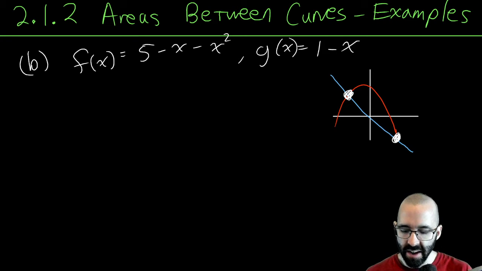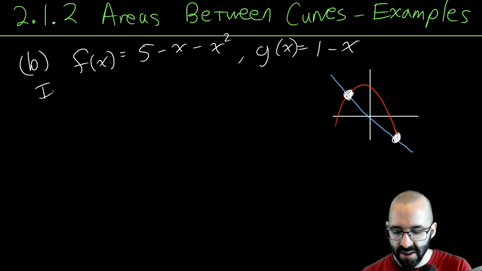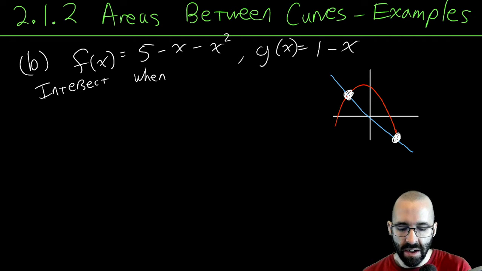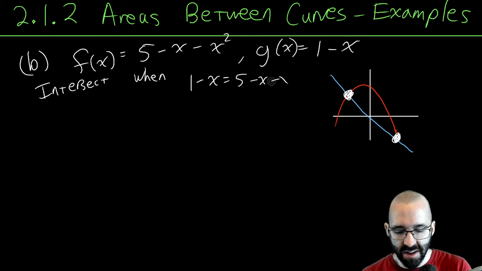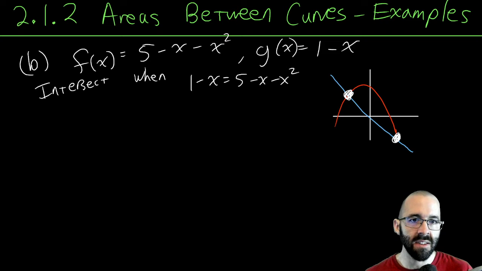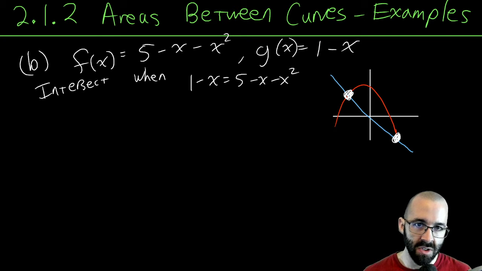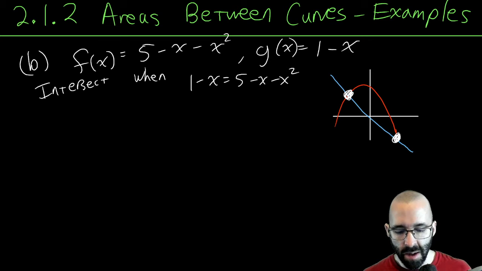So before we set it up again, we don't know the regions of integration. We have to find their intersection. Okay, so they intersect when they're equal to each other. So that's going to be when 1 minus x equals 5 minus x squared. There's a couple of ways of solving this system of equations. We have two equations. We're looking for two values. A couple ways of solving it.